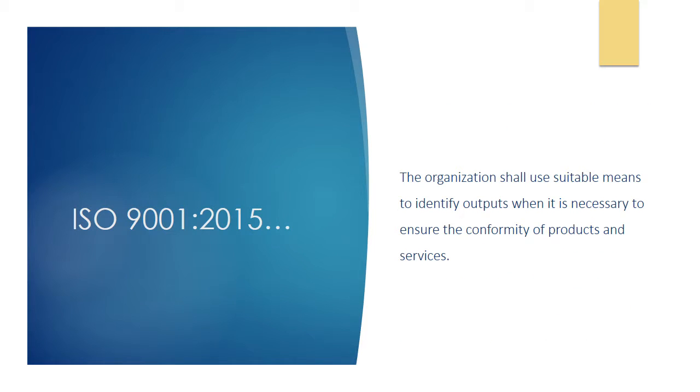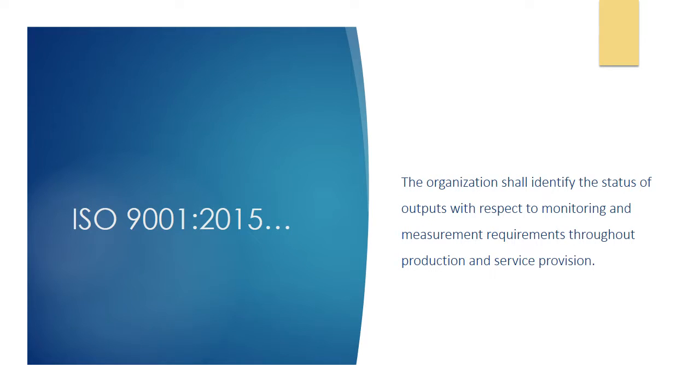ISO 9001-2015 states, the organization shall use suitable means to identify outputs when it is necessary to ensure the conformity of products and services. ISO further stipulates, the organization shall identify the status of outputs with respect to monitoring and measurement requirements throughout production and service provision.